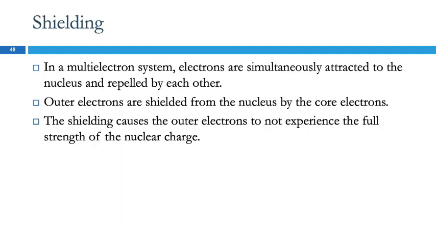Well, this has to do with the shielding that the outer electrons experience. So in multi-electron systems, we've got electrons being simultaneously attracted to the nucleus and repelled by each other. So the outer electrons get shielded from the nucleus by the core electrons, which causes those outer electrons to not experience the full charge of the nucleus. And because they're not experiencing the full charge, they are not pulled in as tightly.